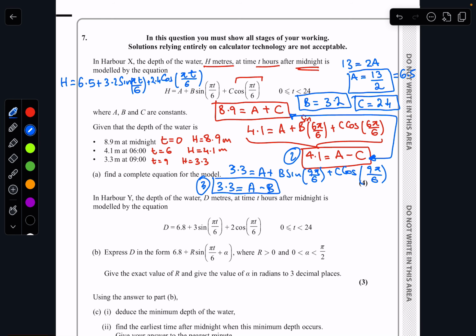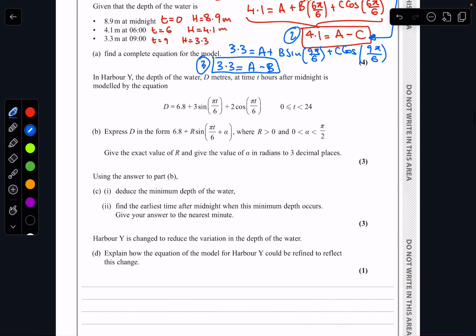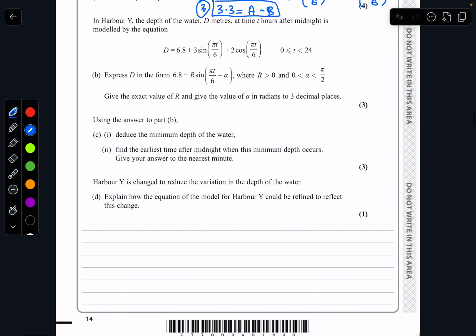So moving on to the next part. The next part of the question is telling us how this equation here can be rewritten into this format here. In this case, we simply need to focus on this part here and this part here, because 6.8 stays there, that's constant. So we need to expand the format that they give us, and then we can find the derivation of that from there.